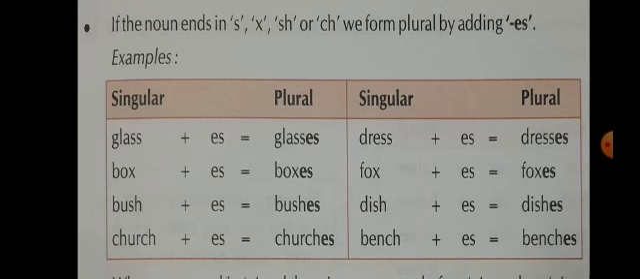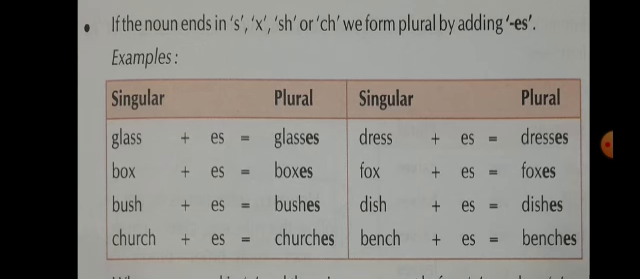If the noun ends in s, x, sh or ch, we form plural by adding es. So, you must remember this thing, fix this thing in your mind. If there is s, x, sh or ch in the last of a singular noun, we will form plural by adding es at the end. Like in glass, we have s in the last, right? So, it will be glasses.